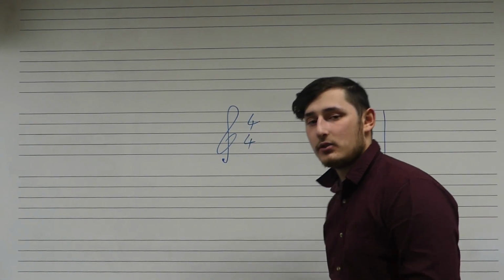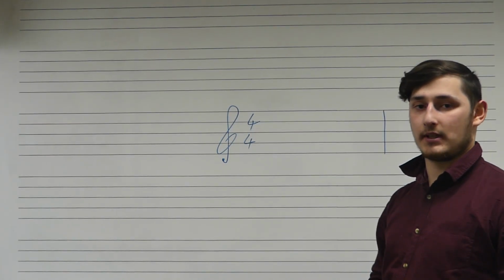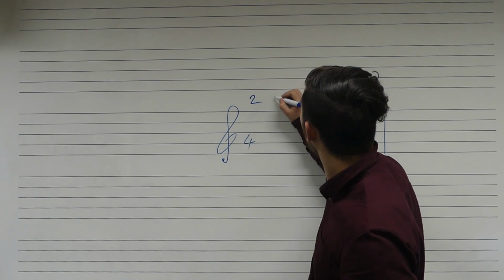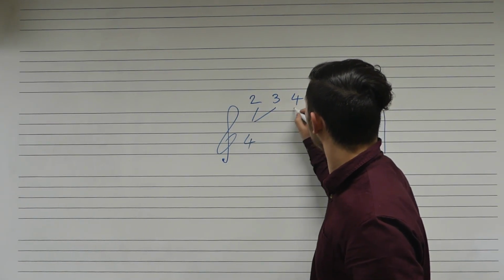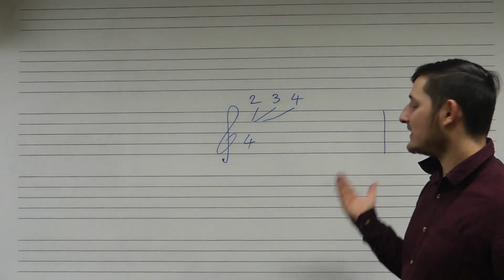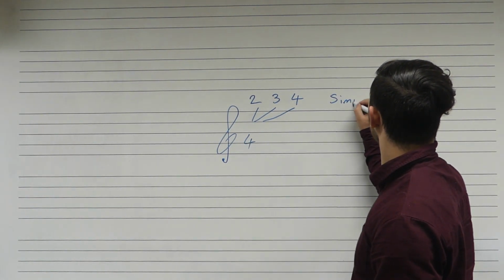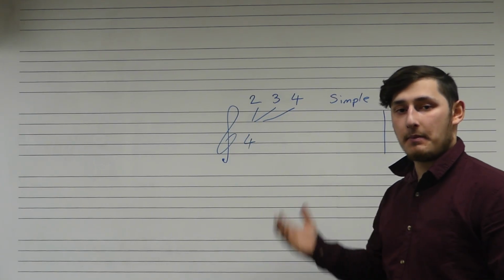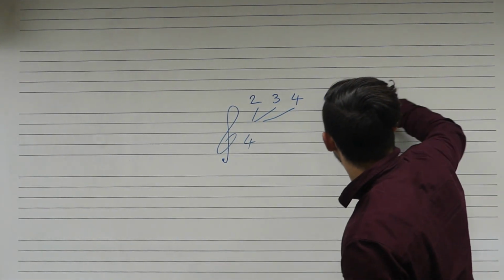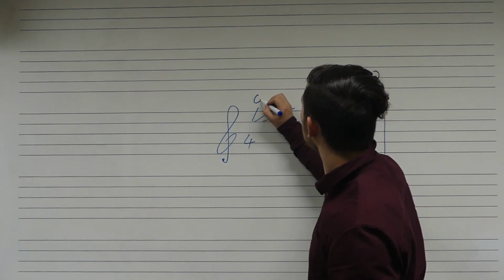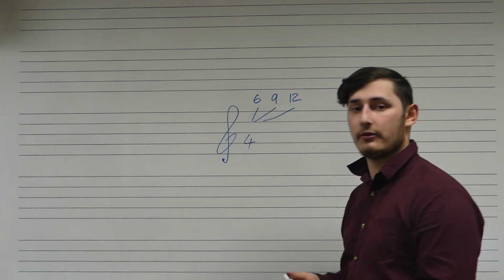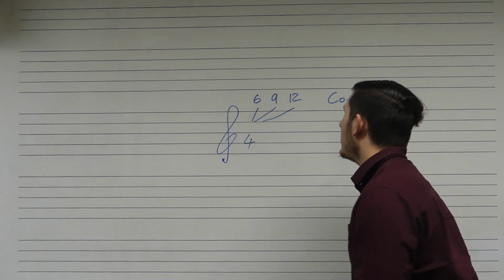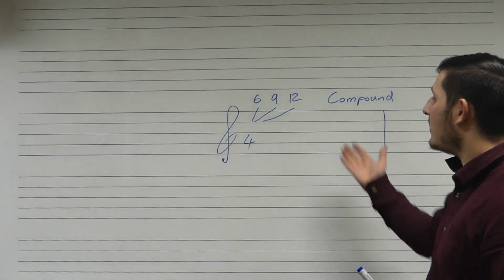Now, let's talk about compound and simple time signatures. Now, if the top number is a 2, 3, or a 4, then we're going to call this a simple time signature. And this is because we only have a few beats in the bar. Now, if those numbers are 6, 9, or 12, then we're going to call this compound. And this is because we have a large amount of beats in the bar.